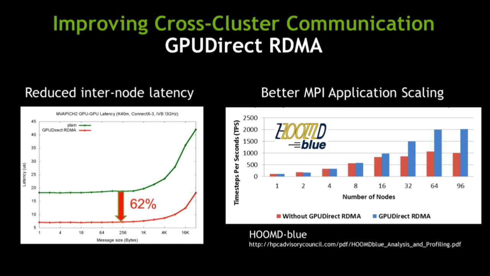And so we have a technology called GPUDirect RDMA, which, starting with CUDA 6, is now available in OpenMPI and NVBLAS 2. The graph on the left shows reduction in internode latency using NVBLAS 2. And the result of that is better application scaling. On the right, we see Humdi Blue from the University of Michigan scaling without GPUDirect RDMA and with it. And you can see they get twice the performance on 96 nodes with GPUDirect RDMA.